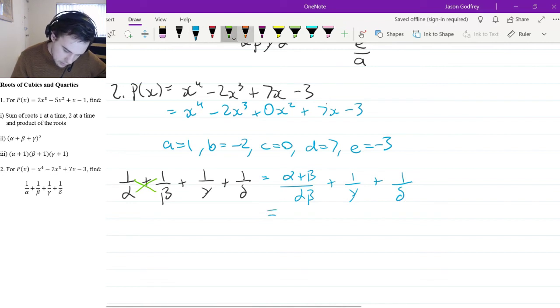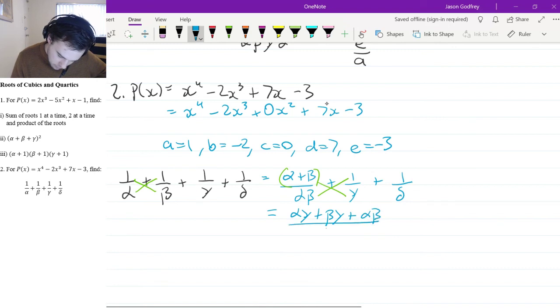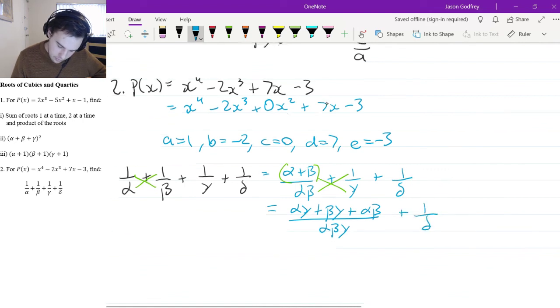Now with the next 2, if you cross multiply them, alpha beta times 1, and gamma times alpha plus beta, you're going to have to expand. Alpha gamma plus beta gamma plus alpha beta all over alpha beta gamma, and then we've still got plus 1 on delta.